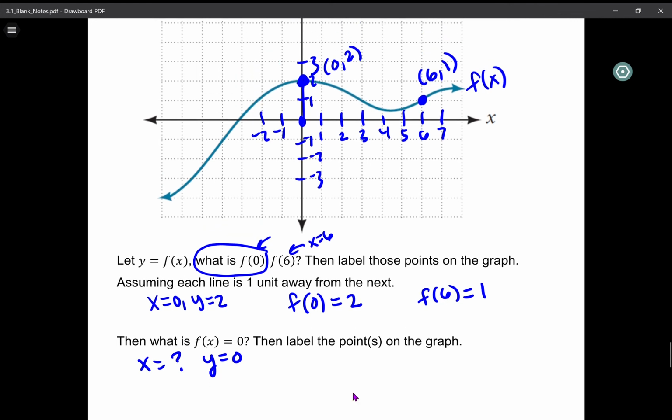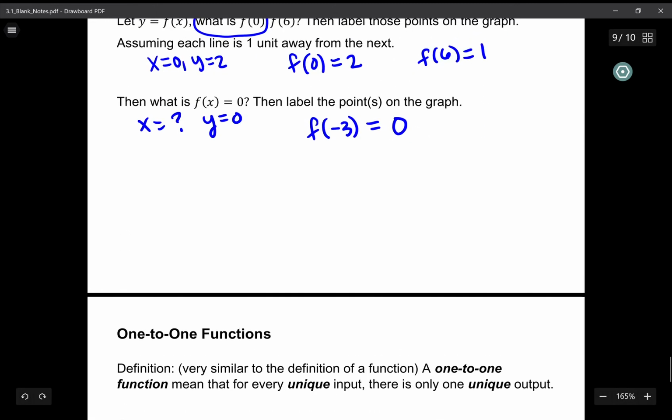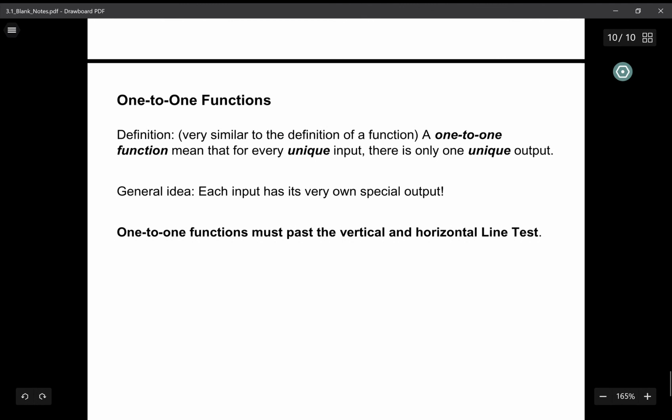When we're not up or down. So y equals 0 exactly right here. I should have labeled it at -3. So this is the point x equals -3, y equals 0. So that tells me that f of -3 equals 0. Remember, if it's a point on the graph, (x, y), then f of x equals y is a way to use function notation.